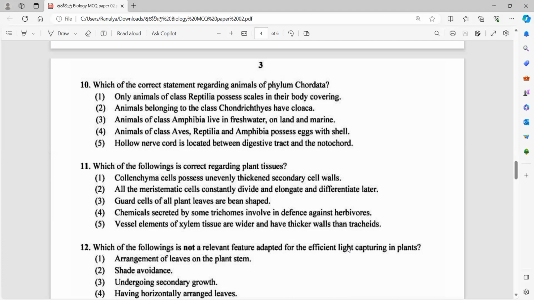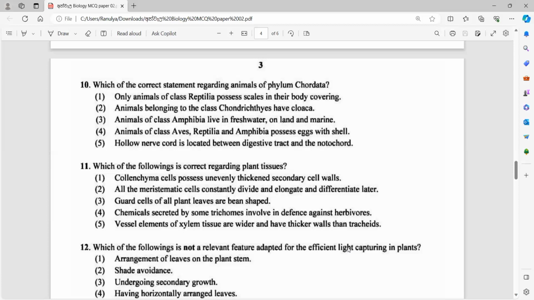Hollow nerve cord is located between digestive tract and notochord. That is also incorrect, right? This notochord is a longitudinal flexible rod. It's located between the digestive tube and the nerve cord, right? This nerve cord is located dorsal to the notochord. So for the 10th question, the answer should be the second answer.